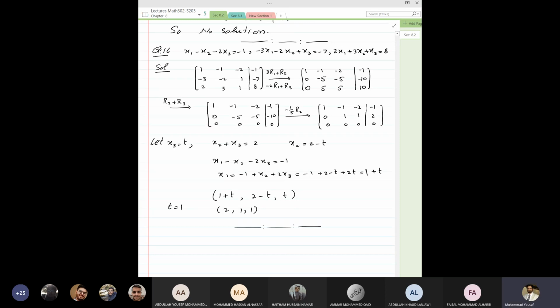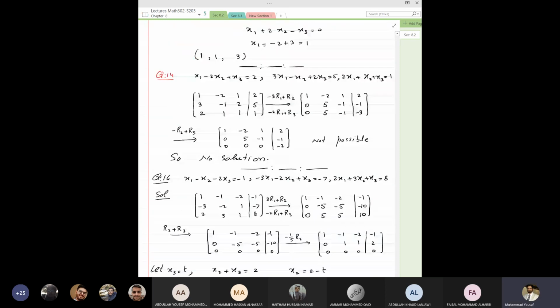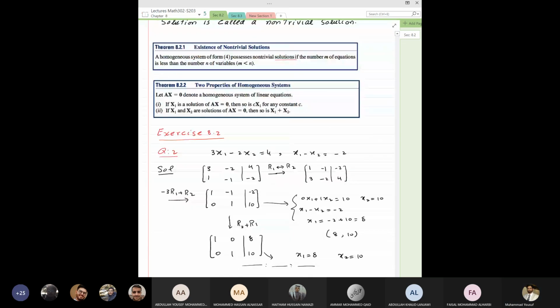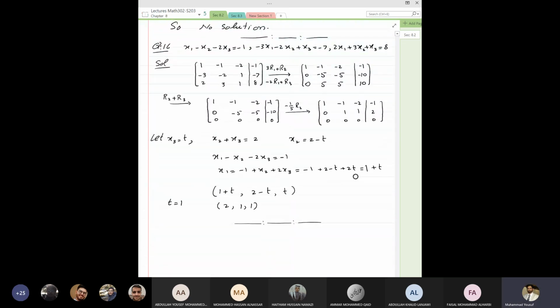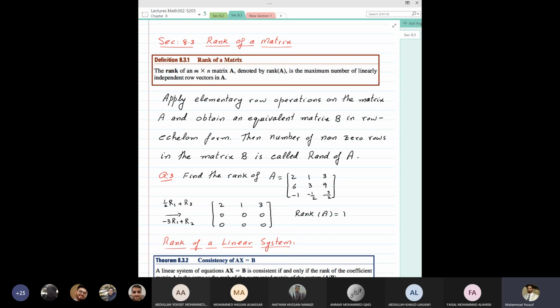Okay, so here I have done some of the questions. There are many more questions in the exercise. You can solve more questions at home. Now let me go to section 8.3, rank of a matrix. Do you see this now, rank of a matrix?